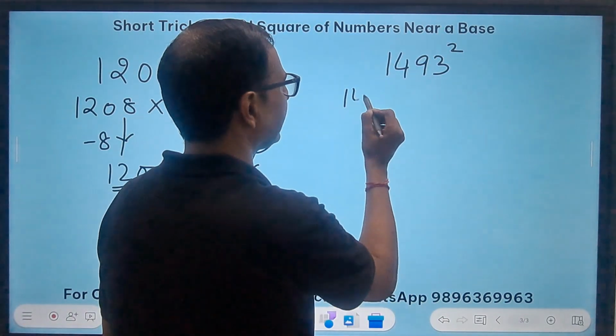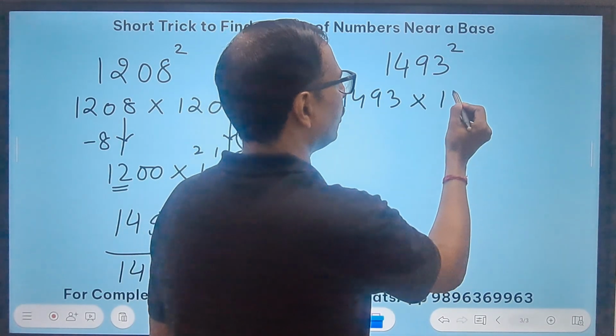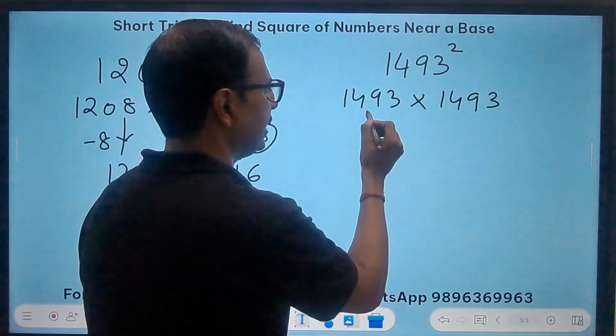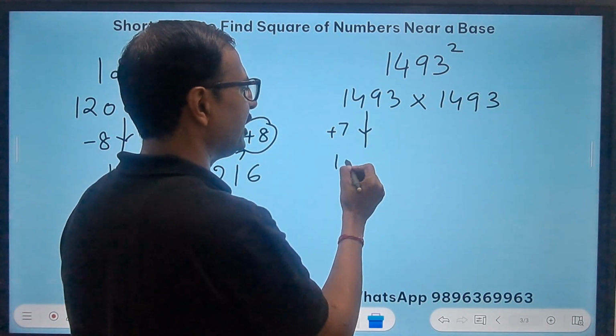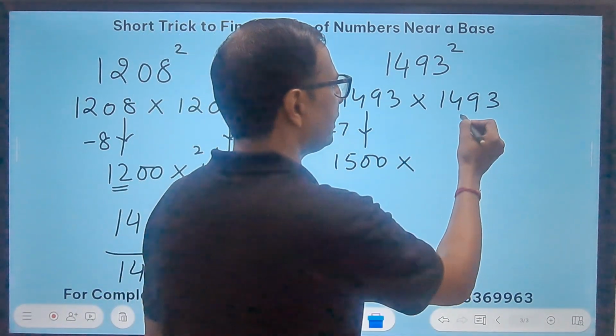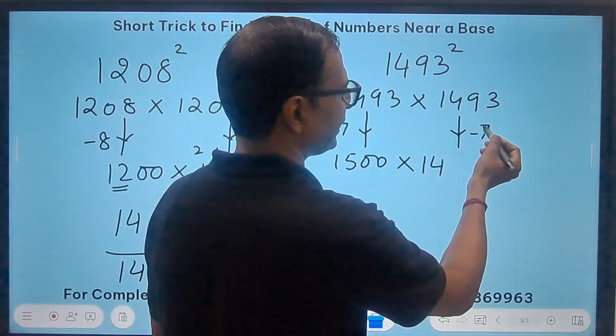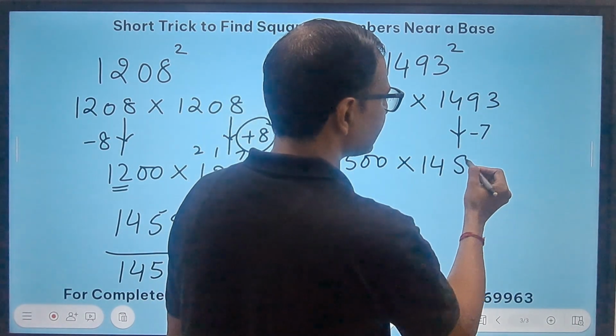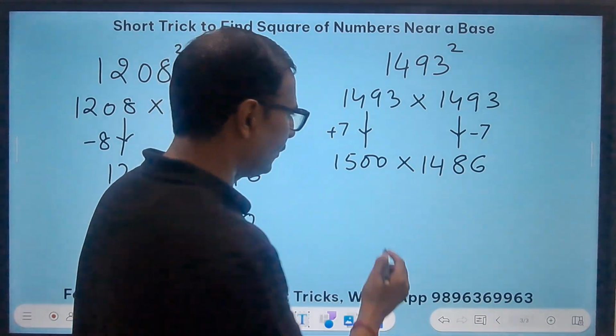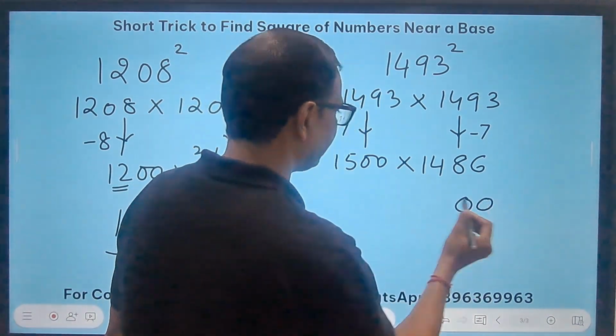So 1493 times 1493. Increase this by 7. I get 1500. And reduce this by 7. I get 1493 minus 7 is 1486. Right? Now, 2 zeros. Perfect.